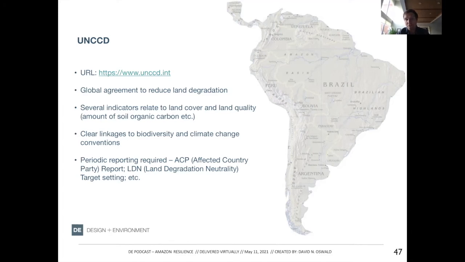They too have periodic reporting called the ACP, the Affected Country Party Report, which is again their periodic benchmark as to how they're doing with reducing land loss, and land degradation neutrality target setting, which is what their targets are to achieve their goal, which is land degradation neutrality by 2030, net zero land degradation.